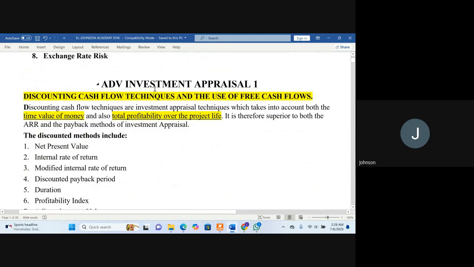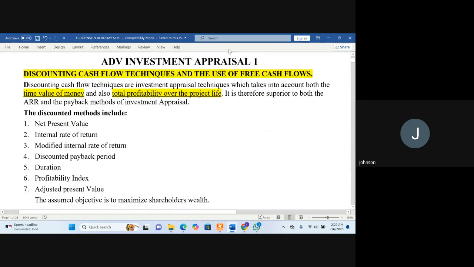So now, advanced investment appraisal is the one that has the highest mark. I think it is 30% or 35%? I can't be too sure. But we looked at the syllabus yesterday and we saw that this advanced investment appraisal technique is the one that has the largest weight. Okay. So if you can know it very well and know others as well, the sky is the limit for you in that exam.